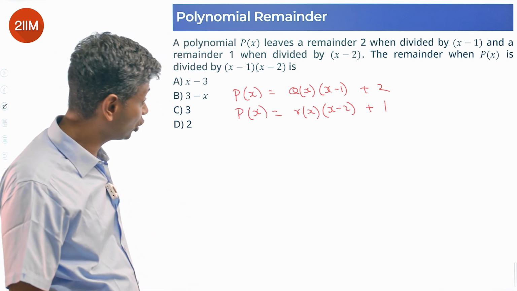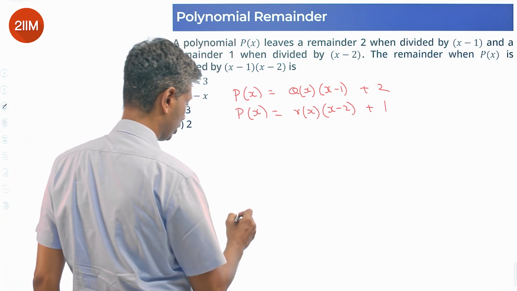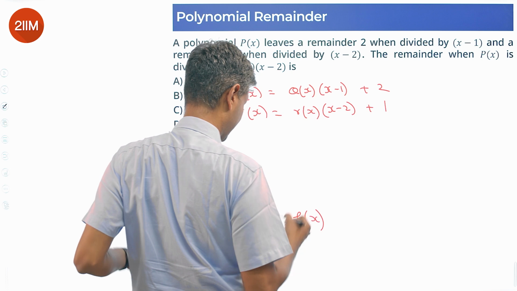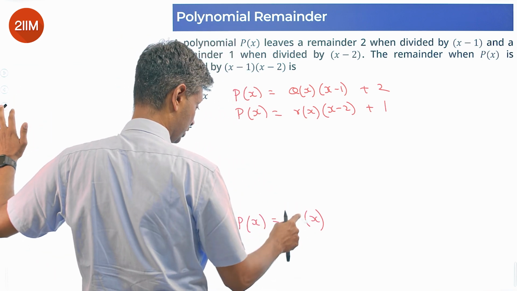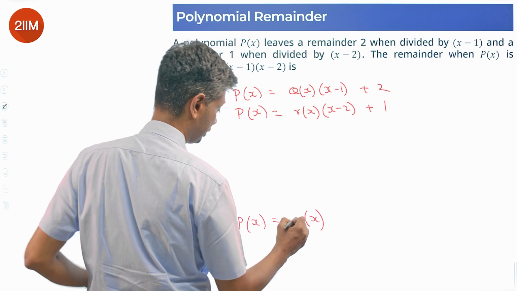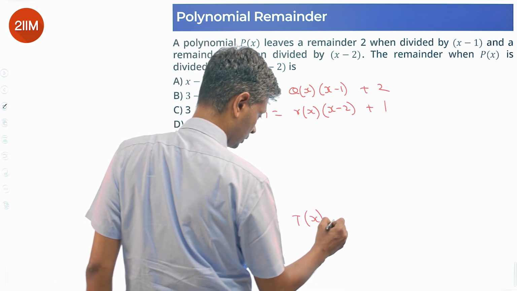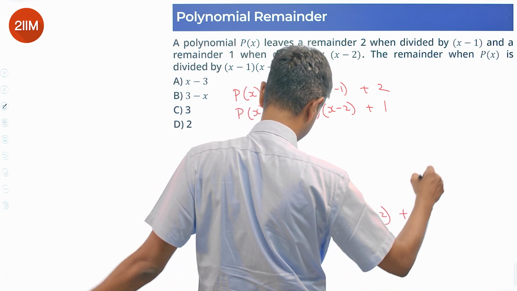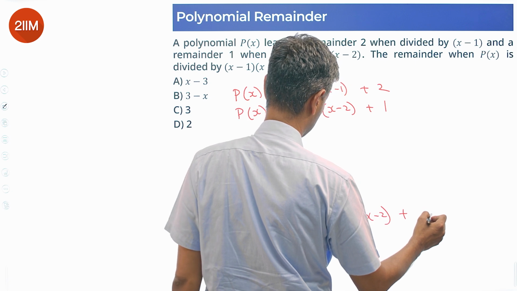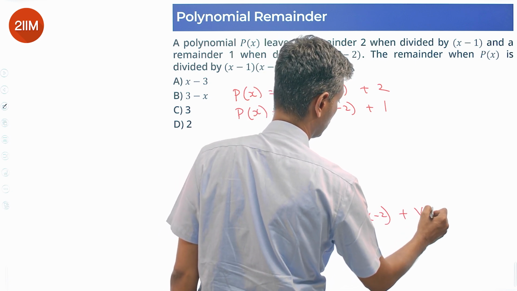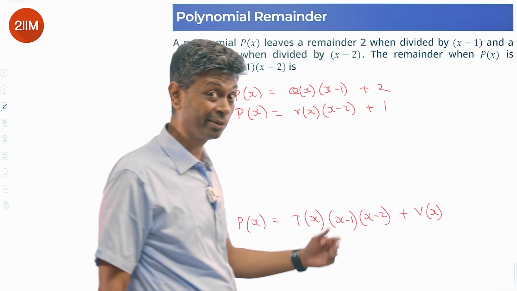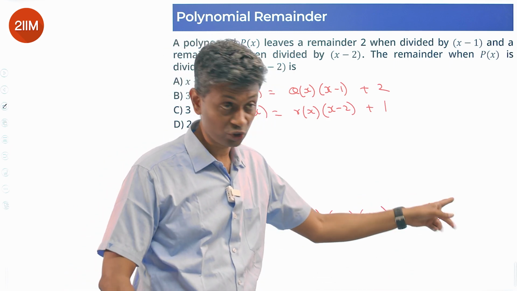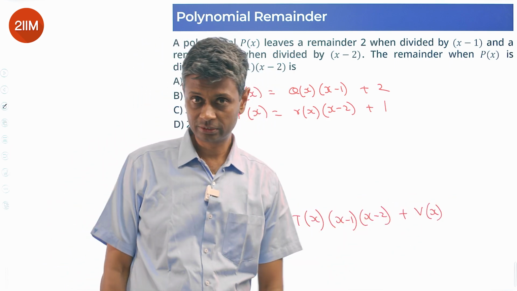Now we need to have x minus 1 into x minus 2. What do we want to do? We want to write p of x as some q of x into x minus 1 into x minus 2 plus some remainder, probably v of x. V of x is a remainder. The remainder need not be just a number. It could be itself a function of x. We want to find what this v of x is.